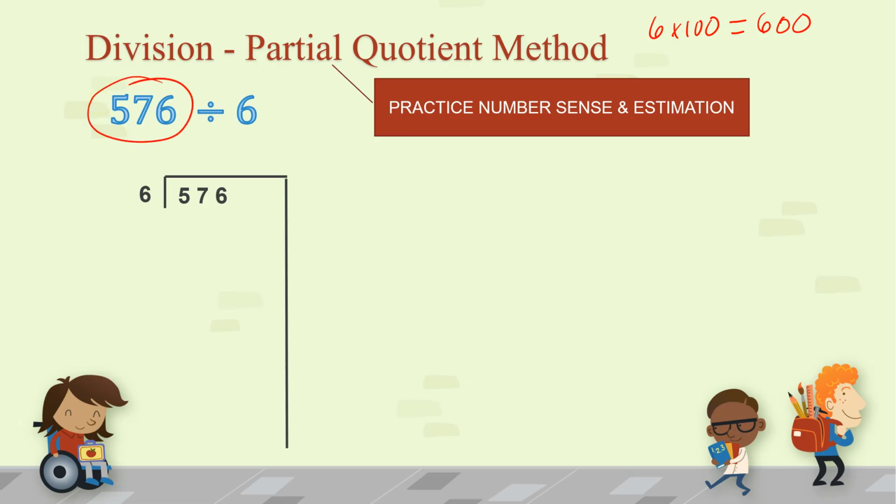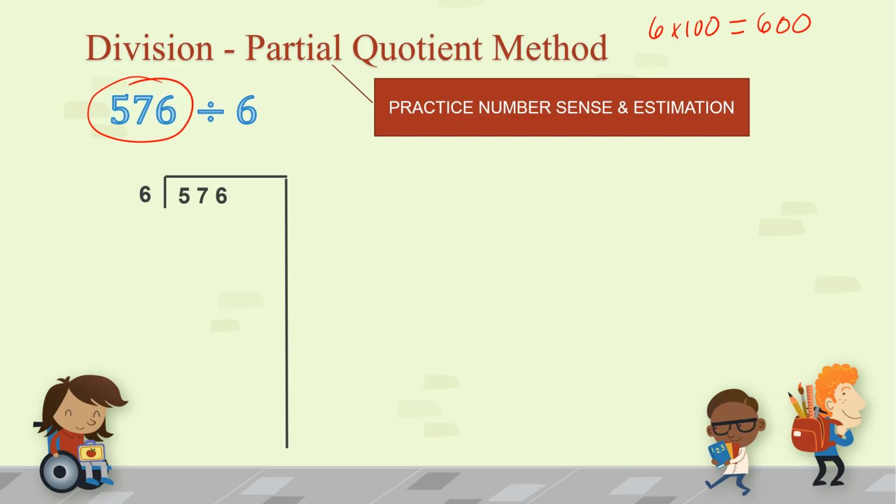576 is close to 600. So my answer is pretty close to 100, but it's below 100. Perhaps it's like 90 something. That's the number sense and estimation that we want students to begin with before they even put their nose into the problem and start writing stuff down. Have them think about an estimation of what the answer would be.